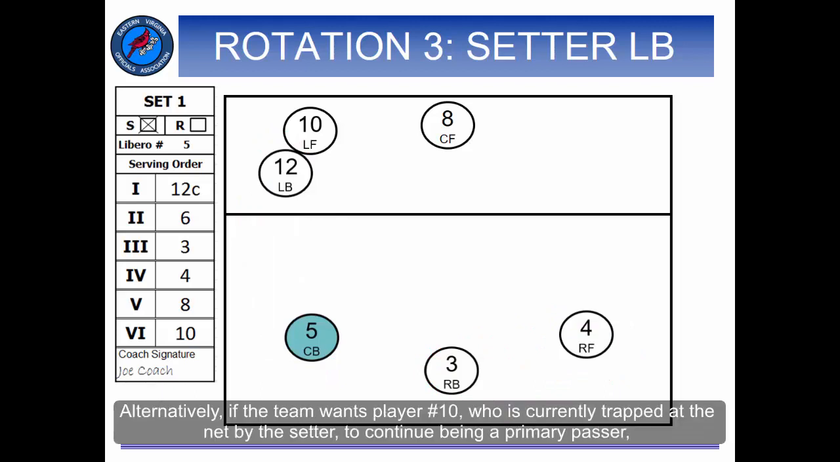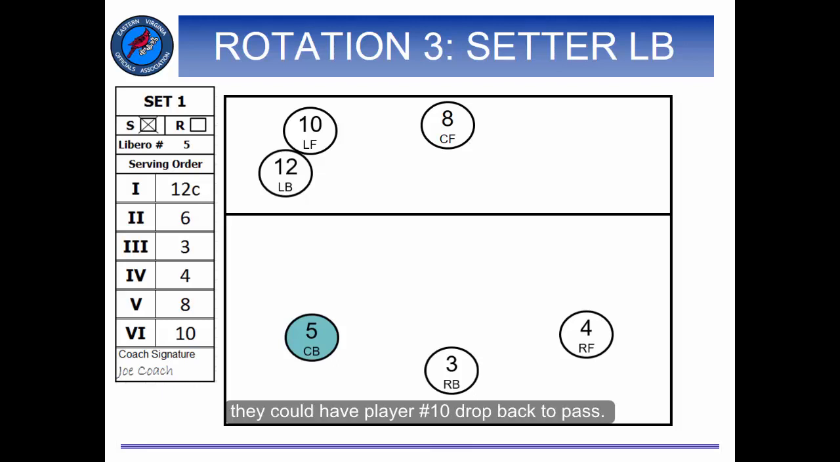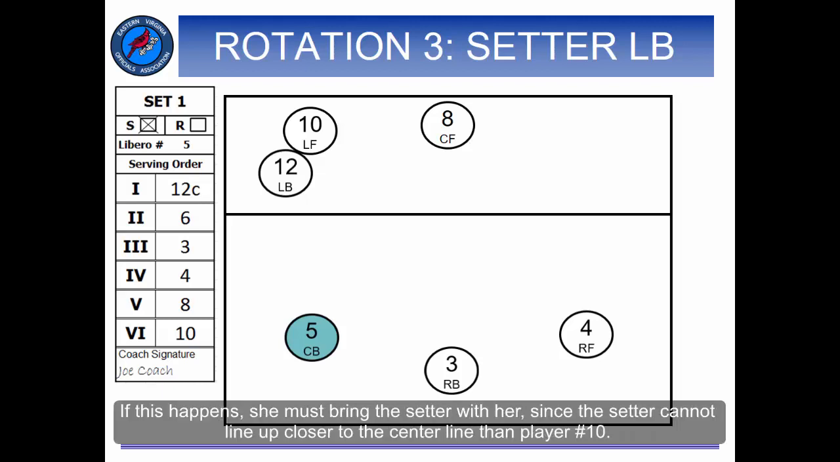Alternatively, if the team wants player number 10, who is currently trapped at the net by the setter, to continue being a primary passer, they could have player number 10 drop back to pass. If this happens, she must bring the setter with her, since the setter cannot line up closer to the center line than player number 10.